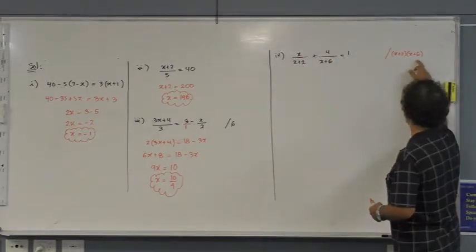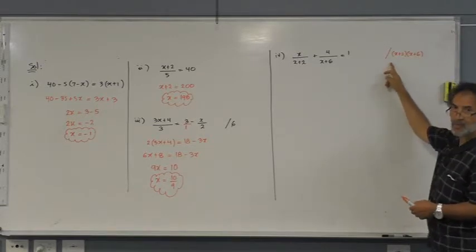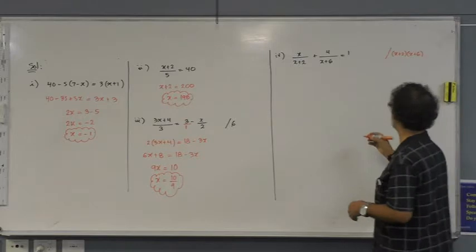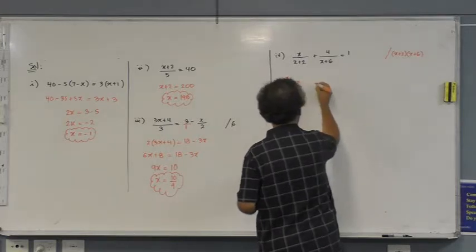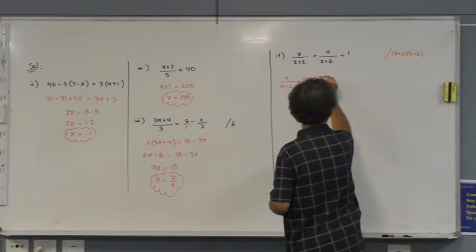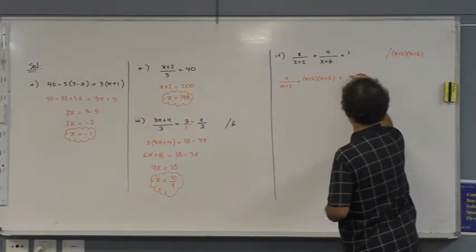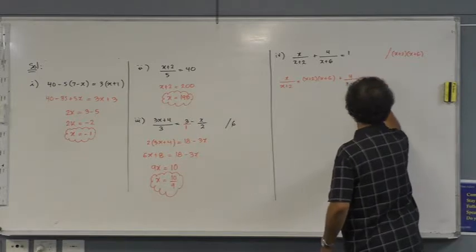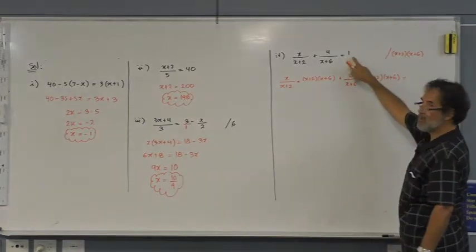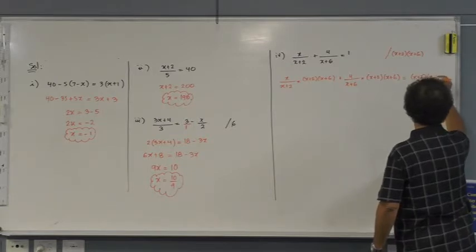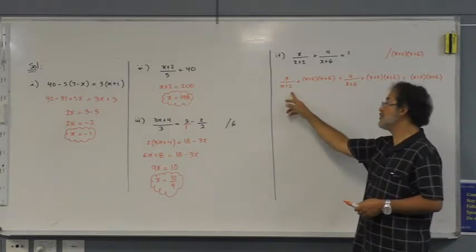When you multiply this by this, can you see that you're going to be able to cancel the x plus 2? I'm going to write it down, otherwise it's hard to see. Okay, let's do the multiplication. I'm going to multiply this fraction by x plus 2, x plus 6. And I'm going to multiply this by the same thing. So I'm going to multiply 4 over x plus 6 by x plus 2, x plus 6. And then I'm going to multiply 1 by this. So on the other side, we're going to have x plus 2, x plus 6.